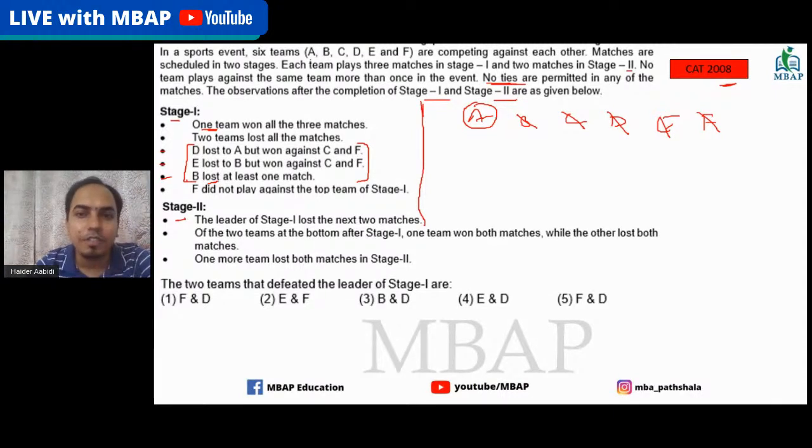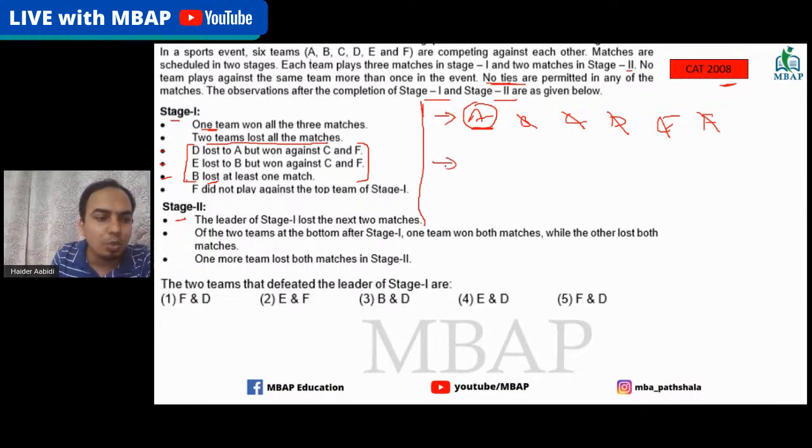So this is the first part of the solution, where you get to know which team has won all the 3 matches. That's team A. Now 2 teams lost all the matches. Can anyone tell me which are those 2 teams which lost all 3 matches?